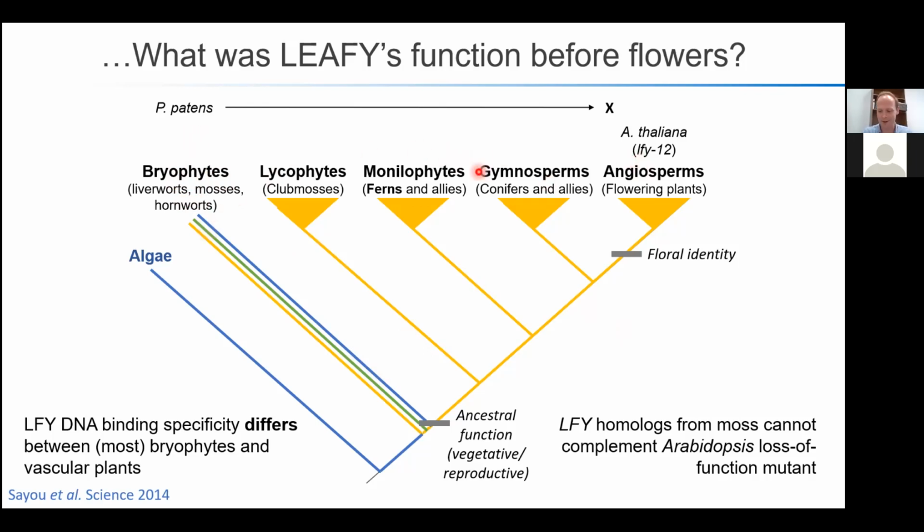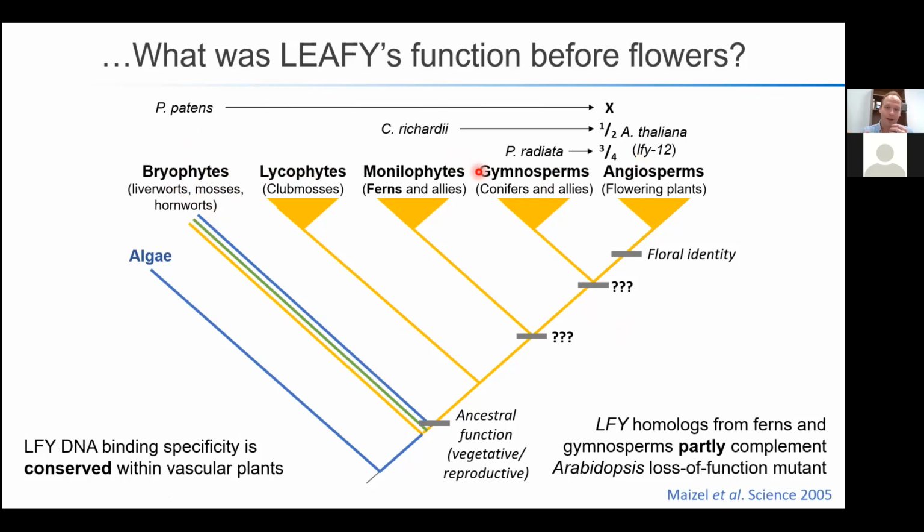So what about inside these vascular plants? And there they found that there was the same binding target throughout the vascular plants, which was encouraging. But even then, if you took the Ceratopteris LEAFY and you tried to complement the Arabidopsis loss of function mutant, you only got partial complementation. And even if you took a gymnosperm sequence, you got slightly more complementation, but it's still not perfect. So this suggests that throughout the vascular plants, LEAFY function has been continually changing. So this made us really keen to understand what might be the function of LEAFY in Ceratopteris, as an example of that ancestral function in basal vascular plants.